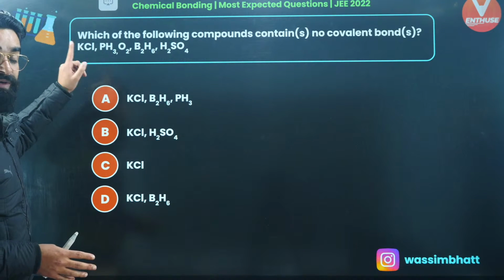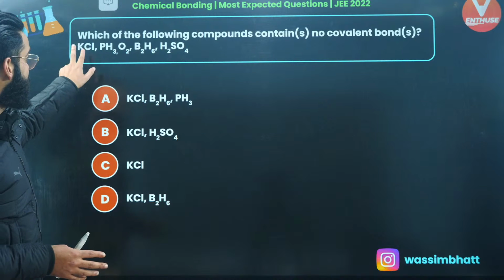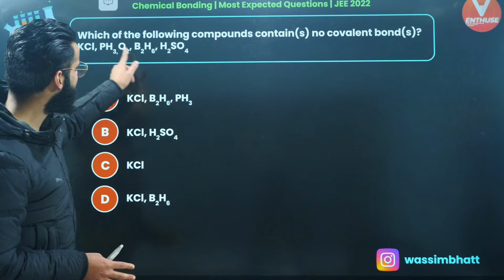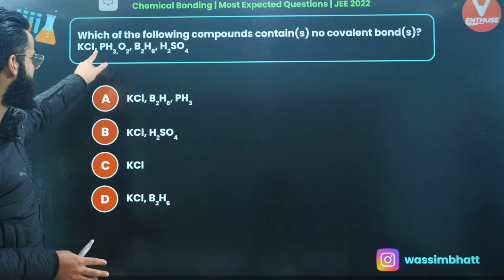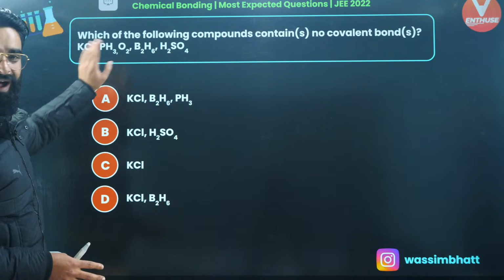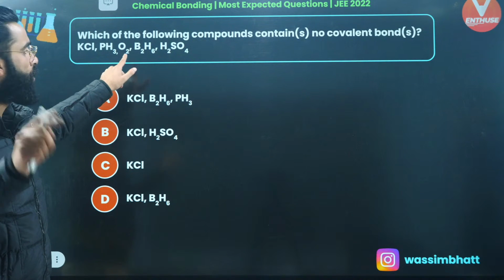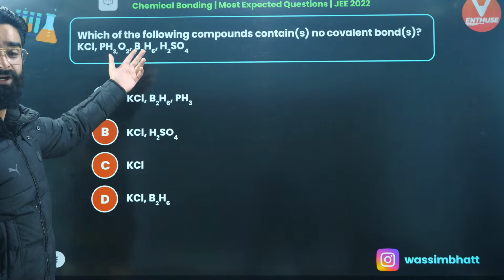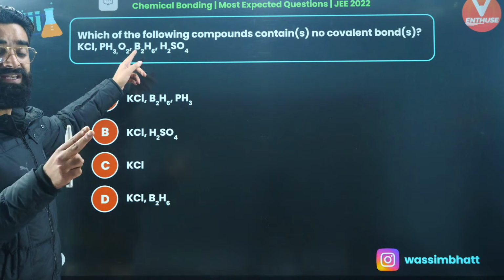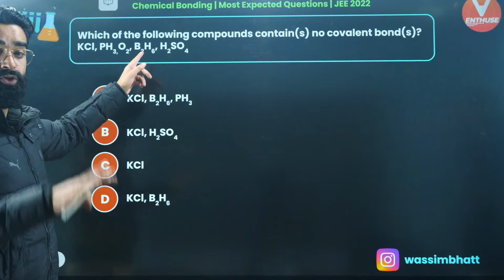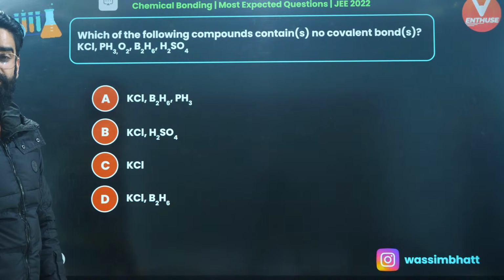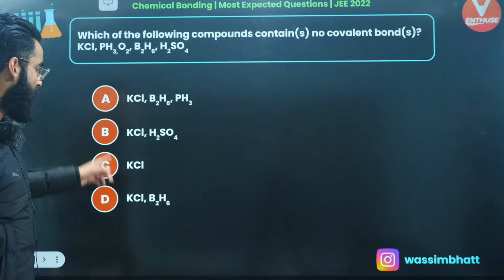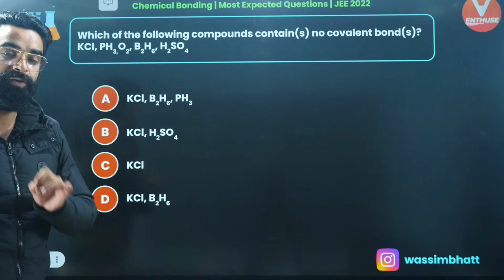It's KCl wherein you will be having K positive ions and Cl negative ions, right? This KCl is a purely ionic compound. There is no covalent bond as such. In all the other molecules, you will be seeing the covalent bond. For example, PH3, there are 3 covalent bonds between phosphorus and hydrogen. O2, O double bond O, 2 covalent bonds, right? Similarly, B2H6, there are some 3-centered 2 electron bonds as well. There will be 2 3-centered 2 electron bonds and 4 2-centered 2 electron bonds in case of B2H6. You guys must be knowing that, right? Those are actually the covalent bonds only. H2SO4, there are again the covalent bonds. So it's option C, only KCl is the one where there will be no covalent bond. Yeah?